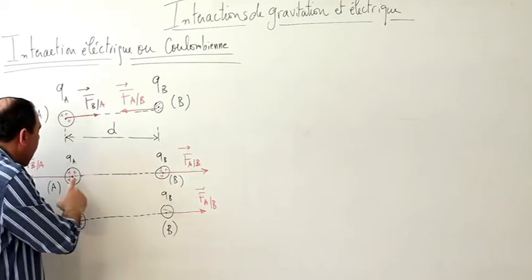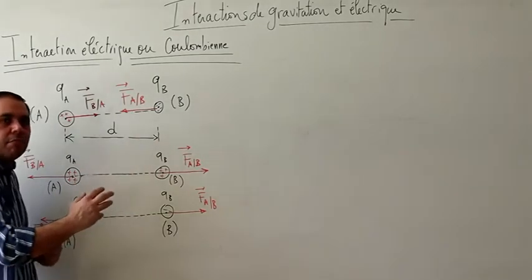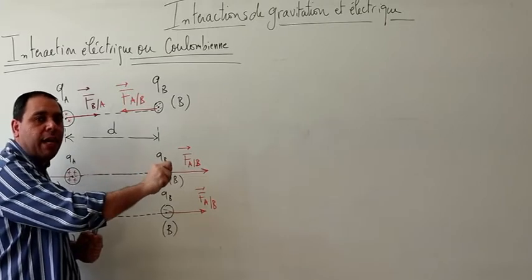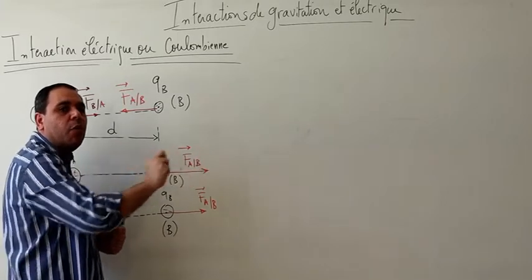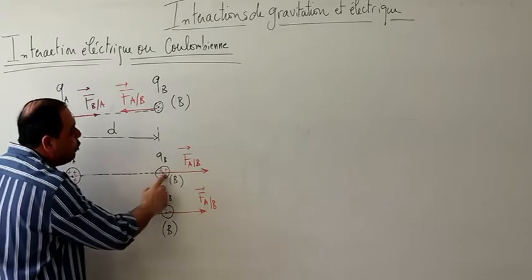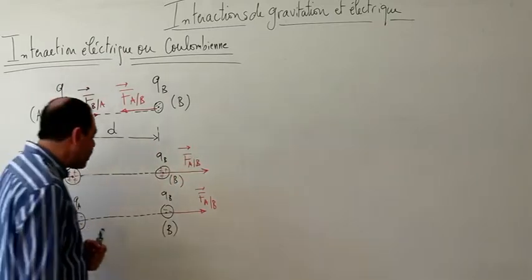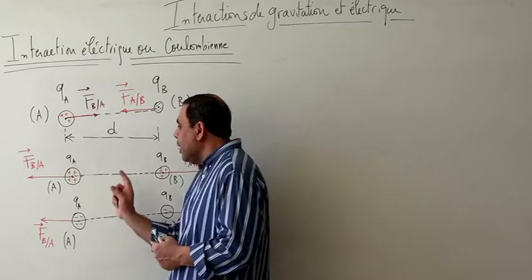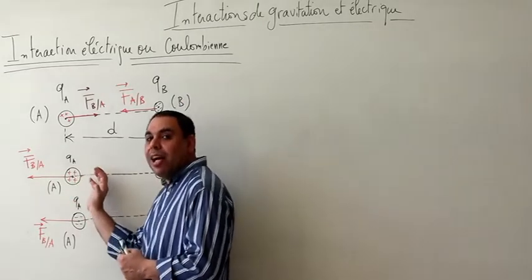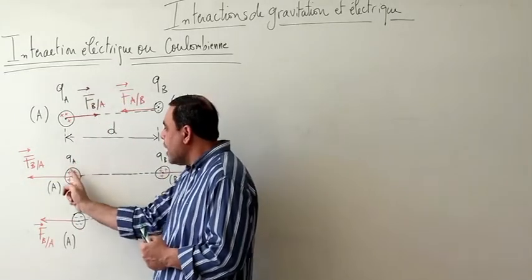For the other cases, A and B have the same signs, so A repels B. A exerts a force on B, so we draw it at B, and it has this direction. It's a repulsive force, so it has that direction. B also exerts a repulsive force on A, FB on A, that repels it away from it. So we draw it on A.